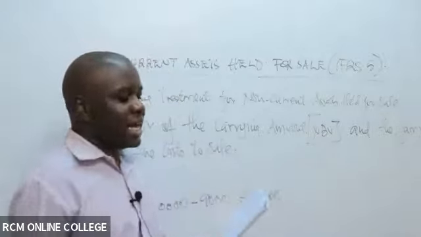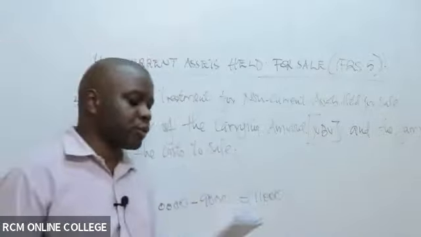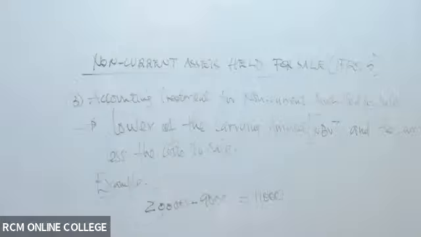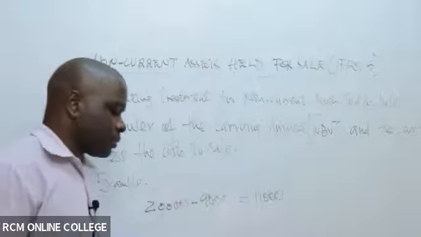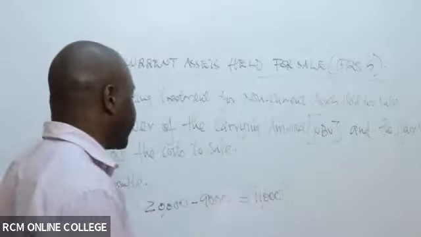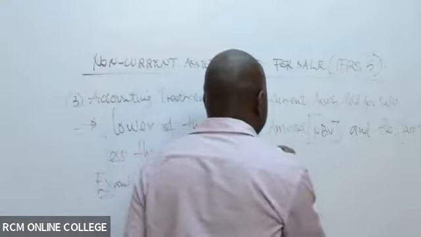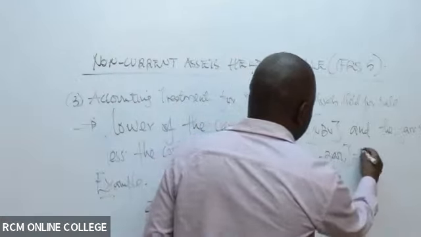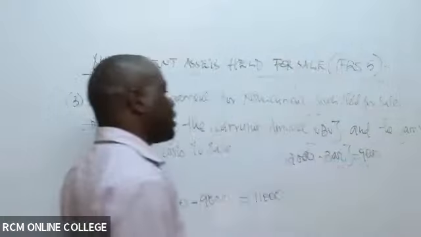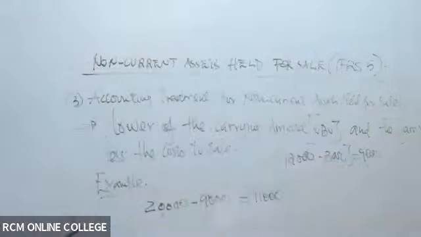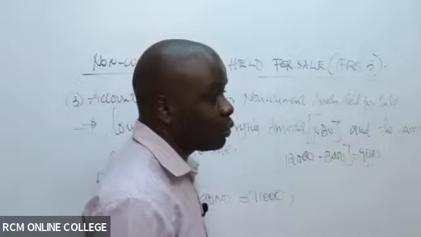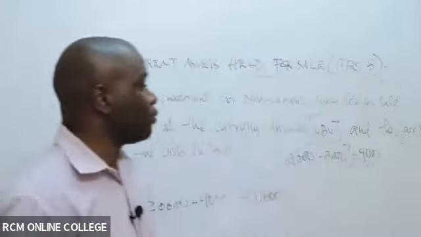Comma, then the fair value less the cost to sell will be, in brackets, 12,000 minus 3,000, which is equal to 9,000. Full stop. Then you write the final point there.